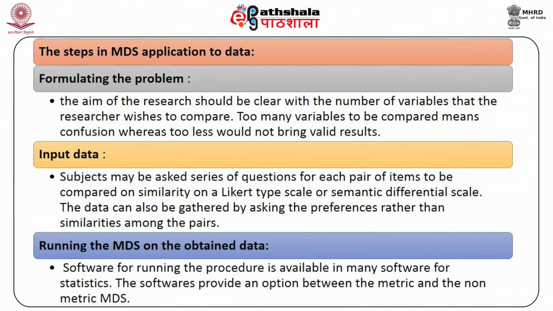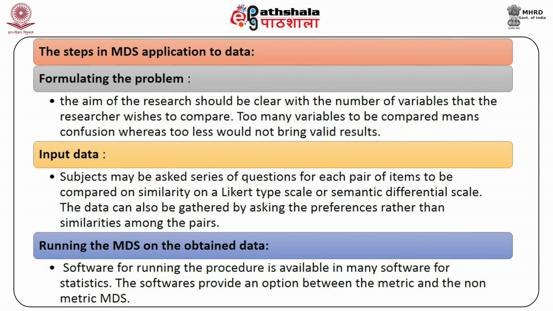First would be the formulation of the problem. The aim of the research should be clear, with the number of variables that the researcher wishes to compare, as too many variables to be compared means confusion, whereas too few would not bring valid results.